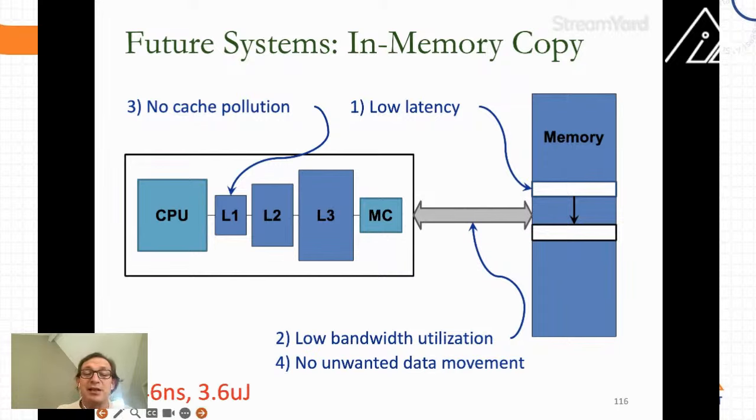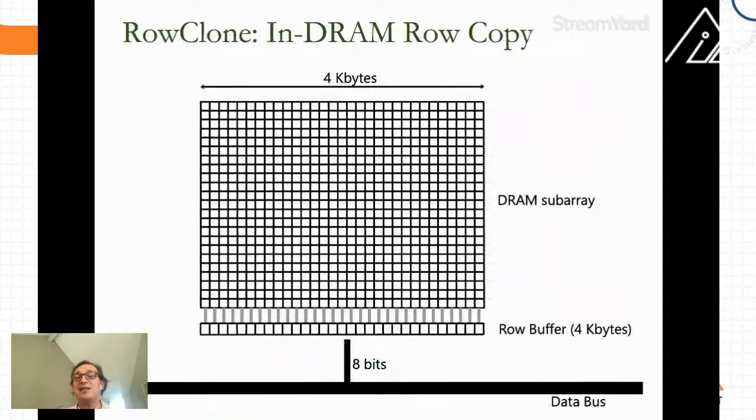Today, for example, a 4 kilobyte page copy, which is a relatively small copy, takes about 1,000 nanoseconds and 3.6 microjoules. I'm going to show you a mechanism inside the DRAM that reduces that significantly, to 90 nanoseconds and 0.04 microjoules, in an unoptimized fashion. So if you optimize it, you can actually get even higher benefits. And the idea is very simple.